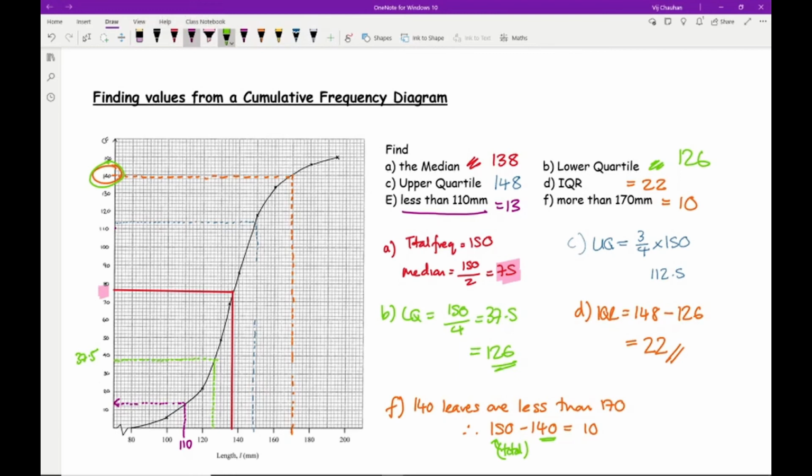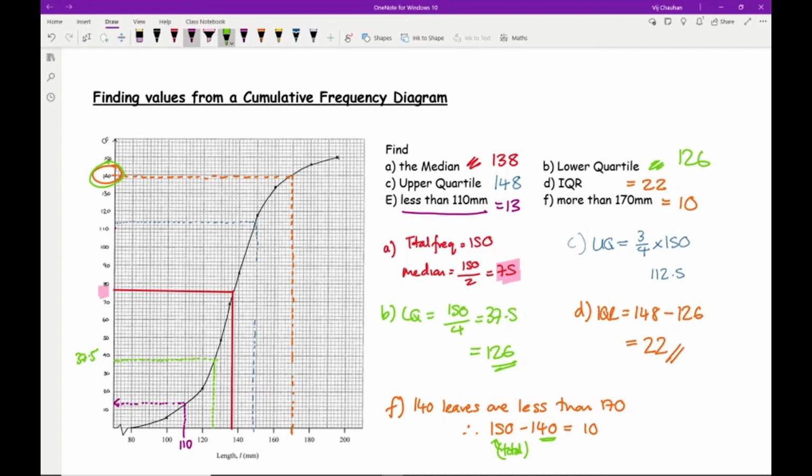When you're working with the quartiles, you tend to go across and then down, and when you're trying to find frequencies that are more or less than a particular value, then you're going to go up, starting at that value, go across, and then whatever that number is, or where it hits the y-axis, that number will tell you how many are less than that number.